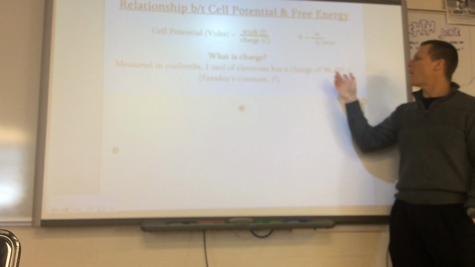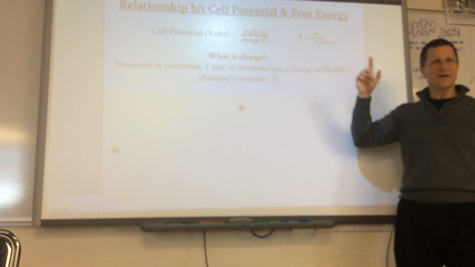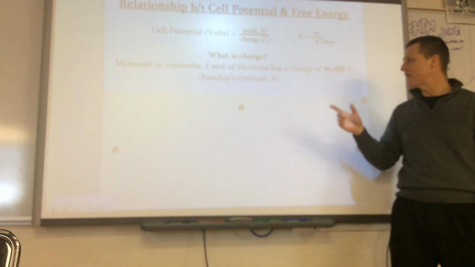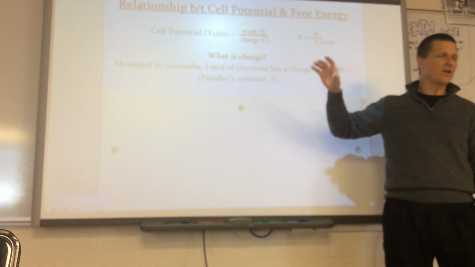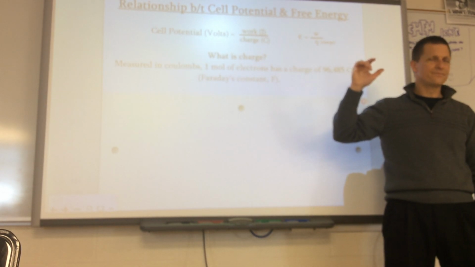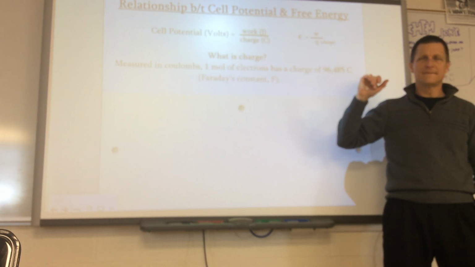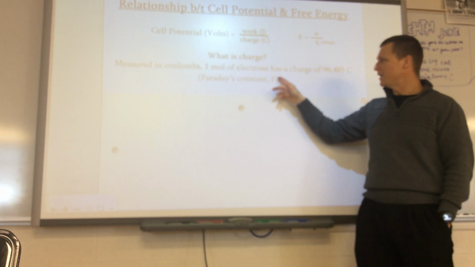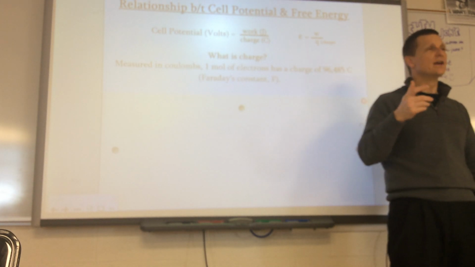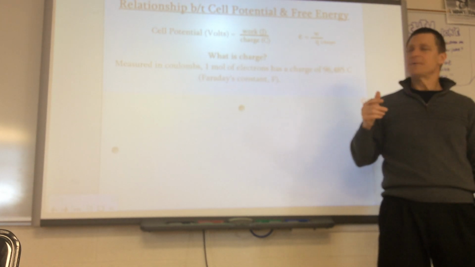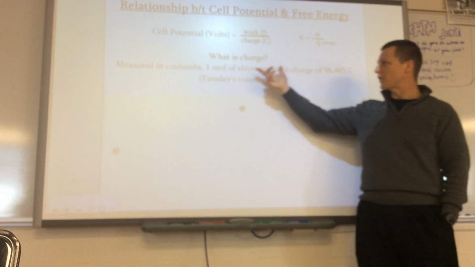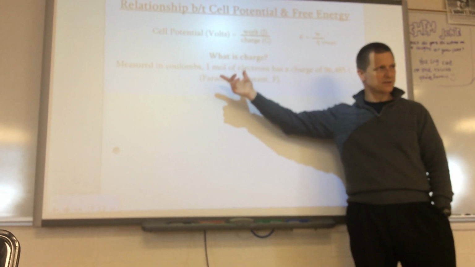So this quantity, 96,485 coulombs, you do need to know that. That's a conversion factor that we're going to have to know. It's called Faraday's constant. The number represents Faraday's constant. Now, Faraday's constant uses the symbol F. So you're going to see F in some of our equations. That's what that means. So F represents a relationship. That many coulombs for every 1 mole of electrons.